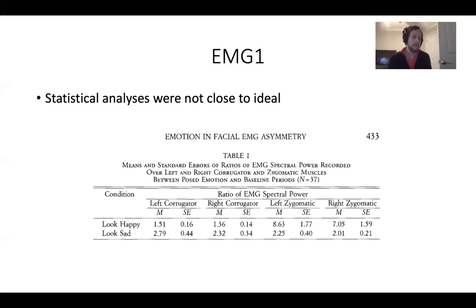It was bad because there are three factors here, and I think I mentioned them in your quiz as well. There's the side of the face, so left versus right. That's one factor, the side of the face. The other is the type of muscle, corrugator versus zygomatic. And the other is the type of facial expression, happy versus sad.